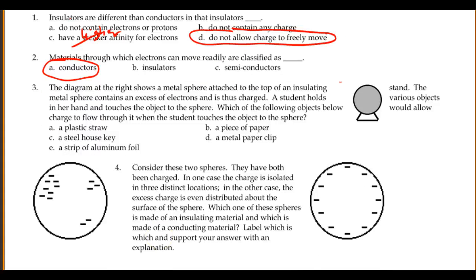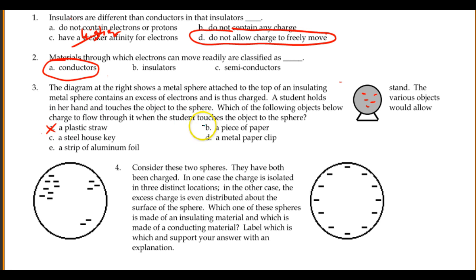On the right-hand side, over here on the right, we have a sphere that is negatively charged. So we have electrons built up on it, and they're going to want to get away from each other. So we're touching various objects, and we want to see if those objects should allow charge to flow through when we touch that particular object. Now, a plastic straw: plastics typically have a high electron affinity and therefore are typically insulators, so it would not easily allow it to go through.